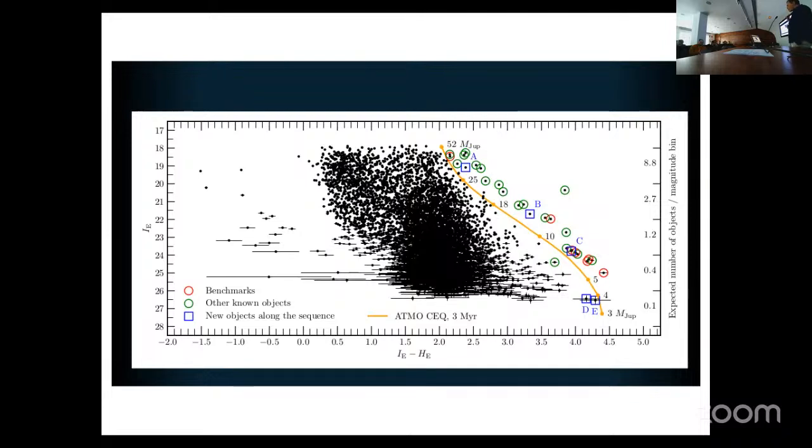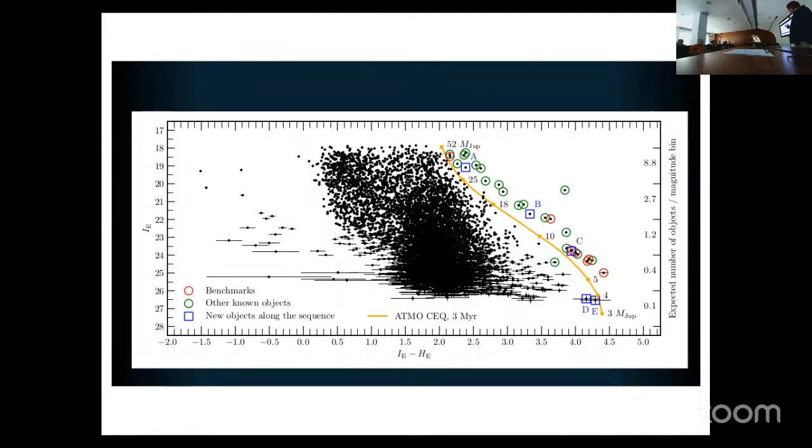In red, you have the benchmark objects. The benchmark objects are objects for which we have been collecting ground-based spectroscopy with the GTC, with Keck, with the VLT over many years. So we are very sure that the red objects are ultra-cool substellar objects. And you can see then that these red objects are in this sequence.